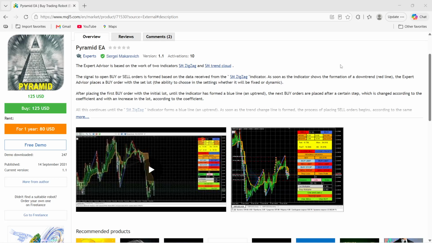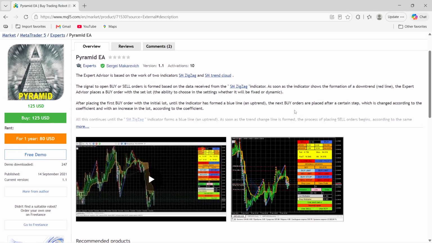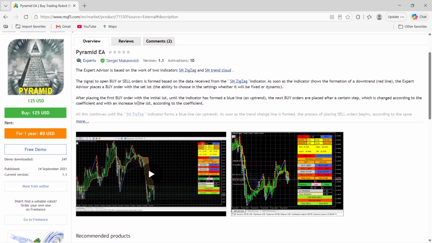Hello traders. Today we are taking a close look at the Pyramid EA MT5. This one's from the MQ5 marketplace, sold for 125 US dollars, and the developer calls it a smart pyramiding system with trend filtering. Honestly, grid style bots always catch my attention because they promise steady profits, but they come with real risks. So let's break it down step by step.